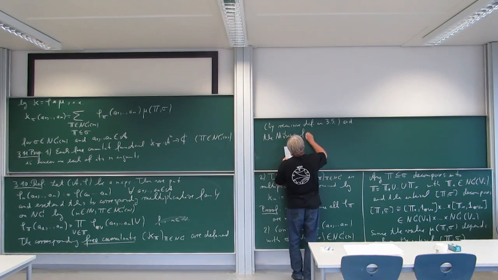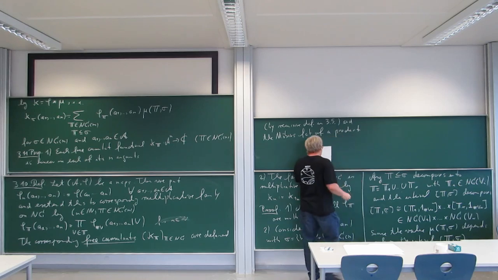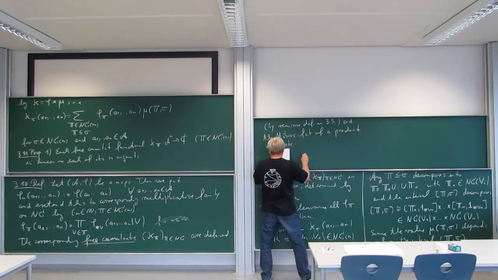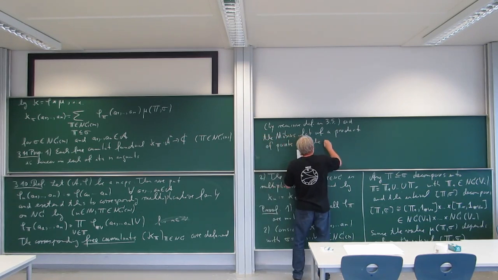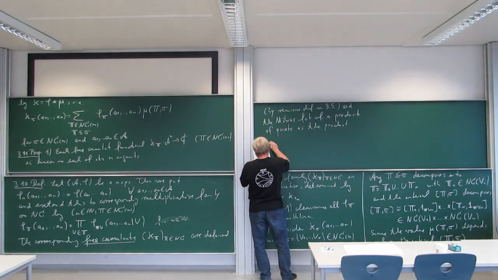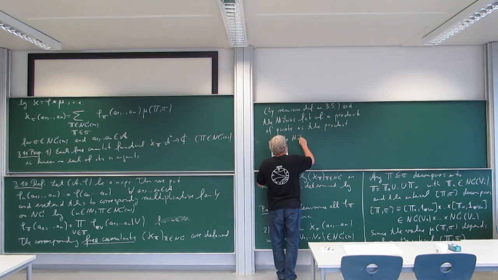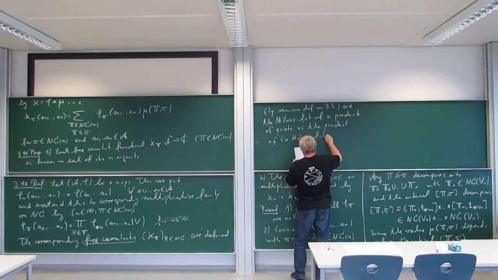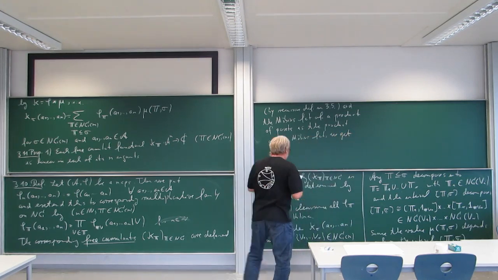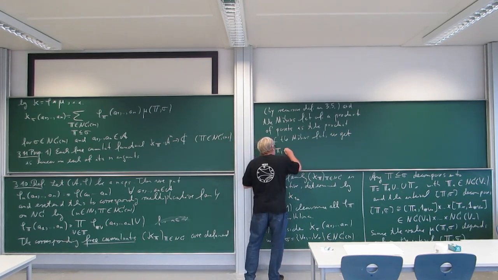The Möbius function of a product of posets, the product decomposition of the Möbius function of this pair pi and sigma.